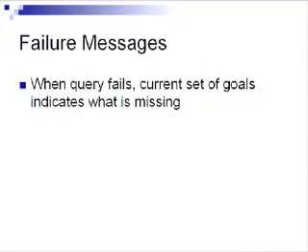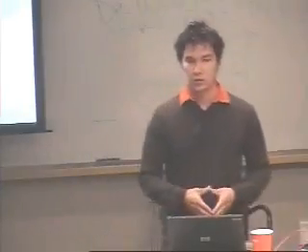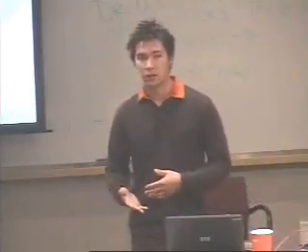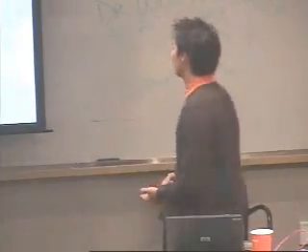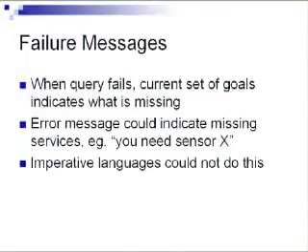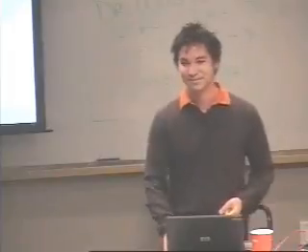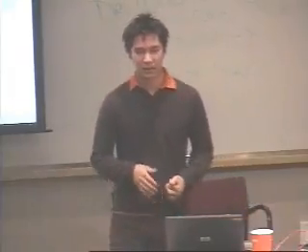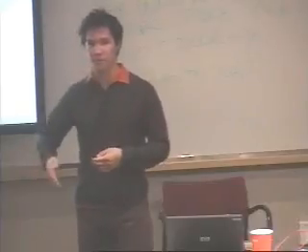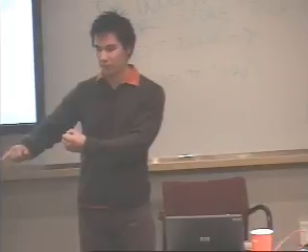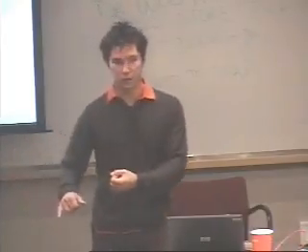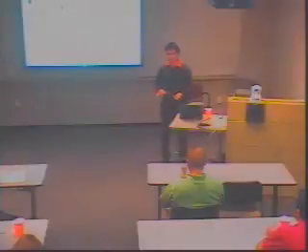Like I said, because we're using declarative languages, what we should be able to do is say something like, your query failed because you need a sensor X. Now, this is actually a very difficult thing to do, and I have not done it yet, but it should be possible. And the way I think it's possible is, as you solve the predicates in the query, you'll fail at some point, and the remaining part of the query should be the part that is not solvable.